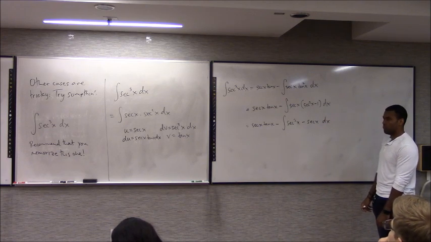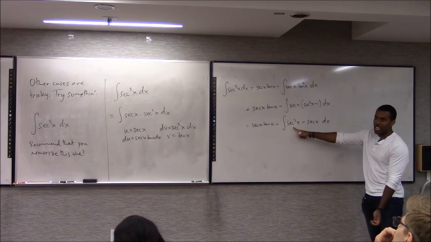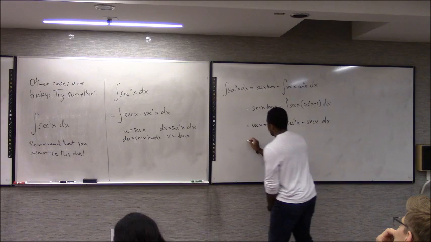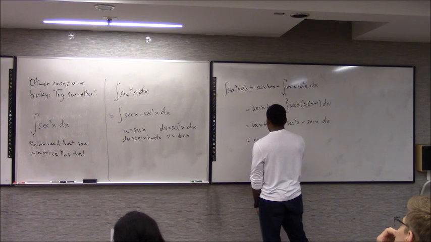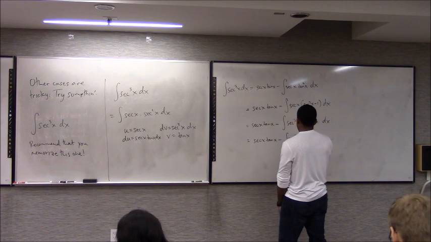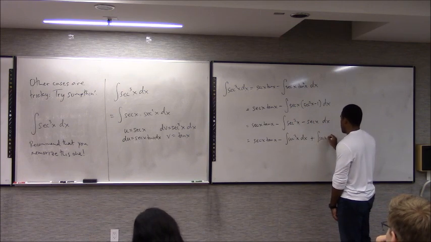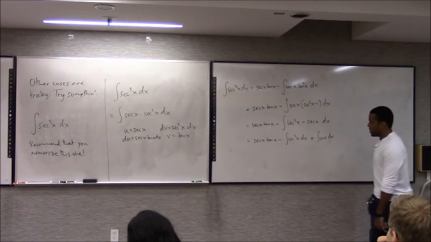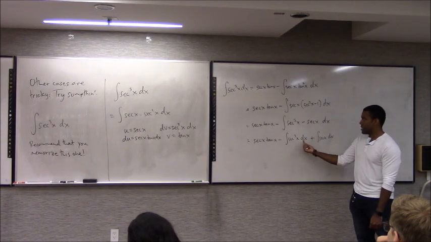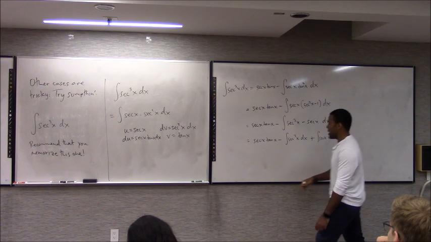What do we do now? We can separate it. Right. Hey, that's the original guy. So this becomes secant x tangent x minus the integral of secant cubed x dx plus the integral of secant x dx. Now this guy is the same as that side. I'm going to bring this over, I'm going to get 2 of them, and I'm going to divide by 2.